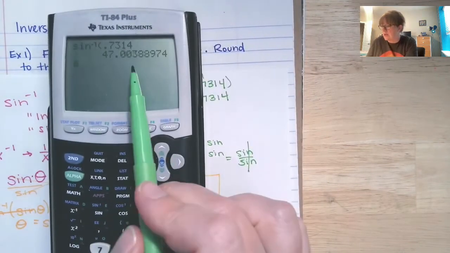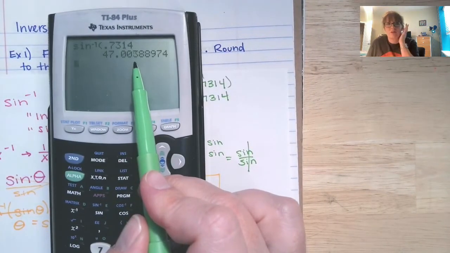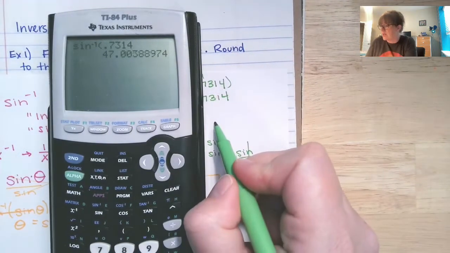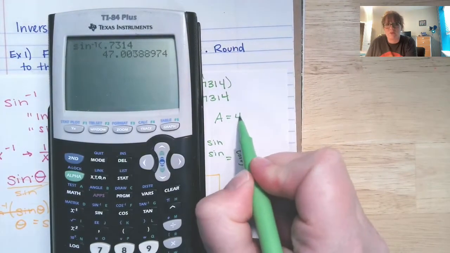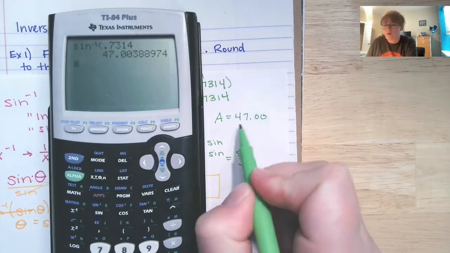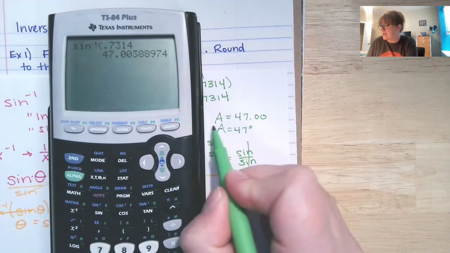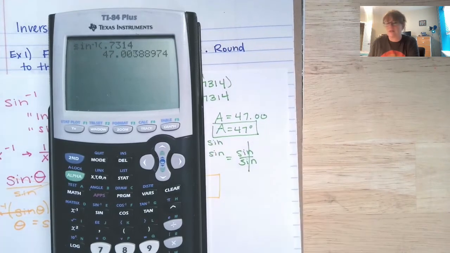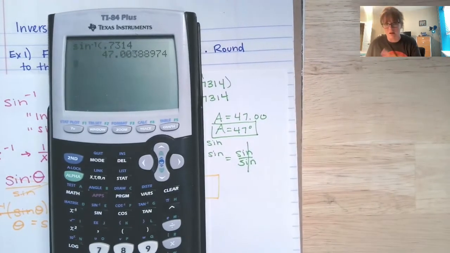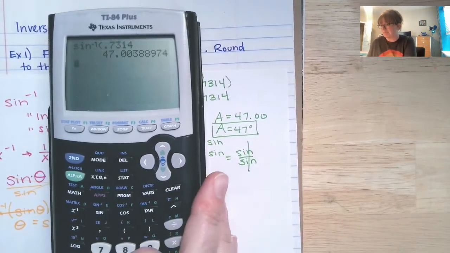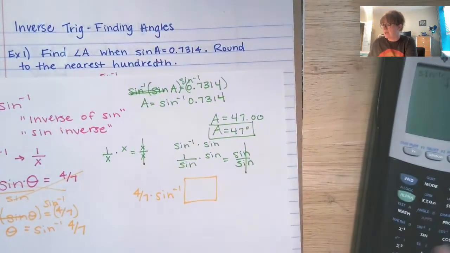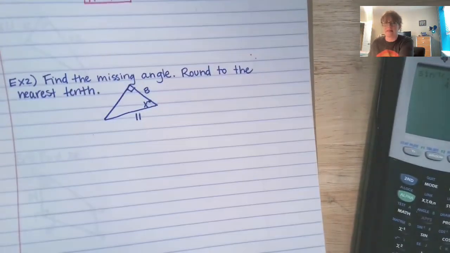So that's our answer, and it wants us to round to the nearest hundredth. So we look at the third number, which is a 3, which means we don't round. So A is equal to 47.00, or better yet, 47 degrees, which is the acceptable answer because it says round to the nearest hundredth if necessary on Canvas for your questions that you're working on. All right, now let's look at this guy.